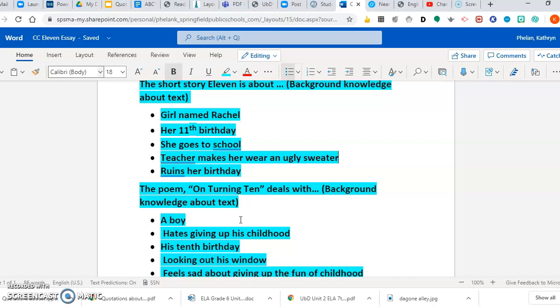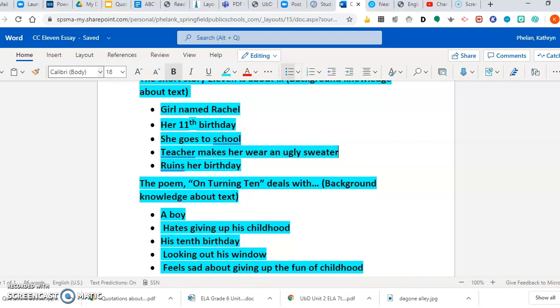So what you want to do is take those 5 W's and turn them into a 1 or 2 sentence background sentence. Try to keep it in 1 if you can. That way your reader understands a little bit about what the story is about. And then you can go on and do this very same thing with the next story, which is "On Turning 10."